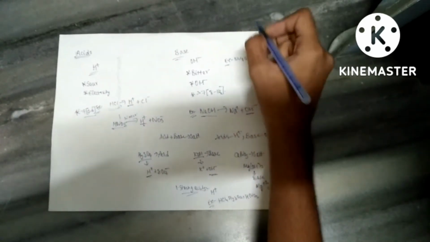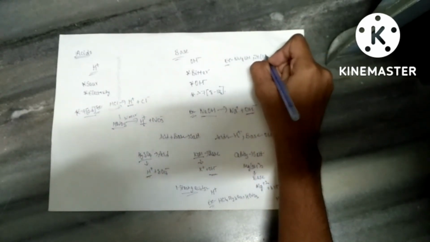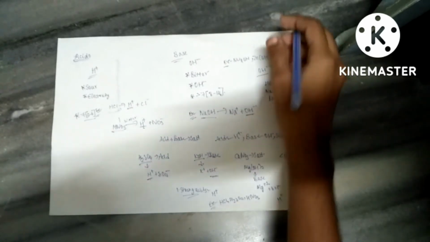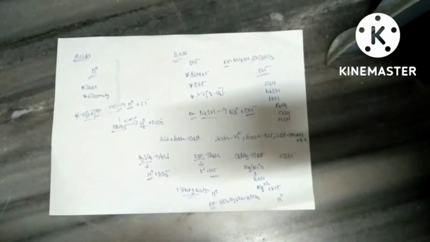NH4OH, Zn(OH)2, etc. are examples of weak bases.